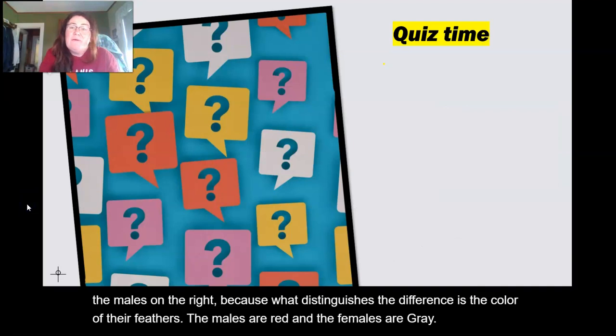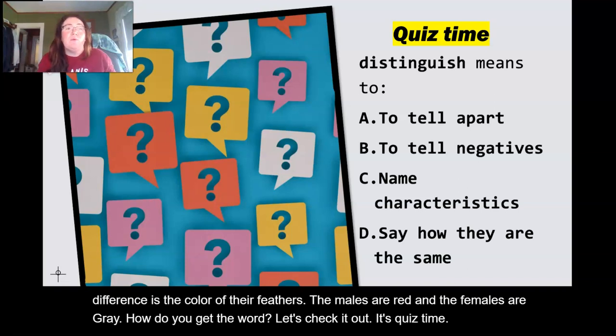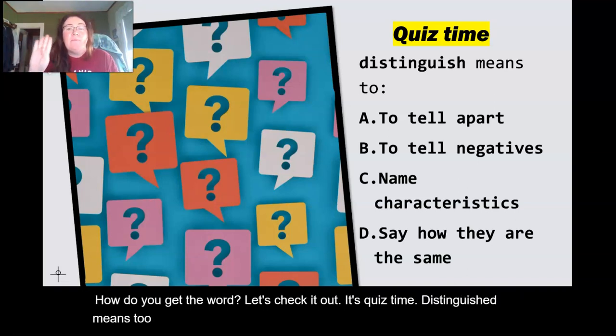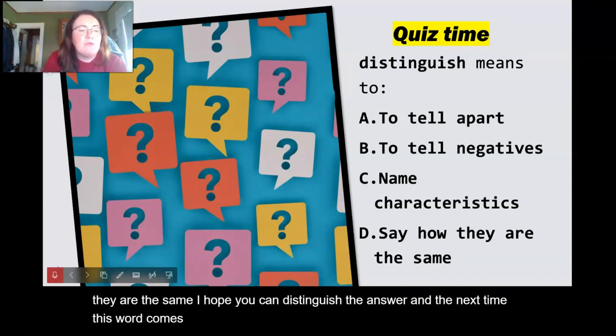How well do you get the word? Let's check it out. It's quiz time. Distinguish means to A, tell apart, B, tell negatives, C, name characteristics, or D, say how they are the same. I hope you can distinguish the answer, and the next time this word comes up, you're not going to be confused.